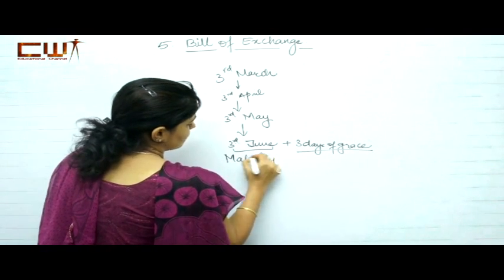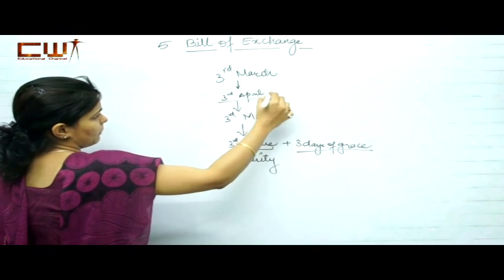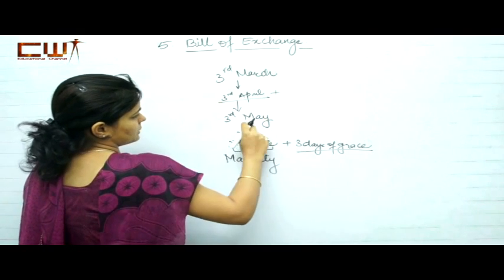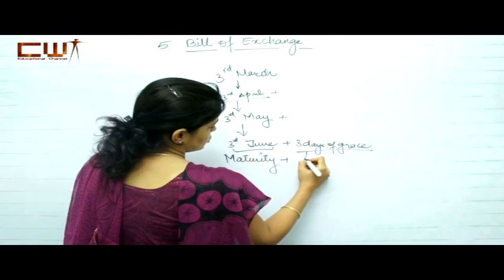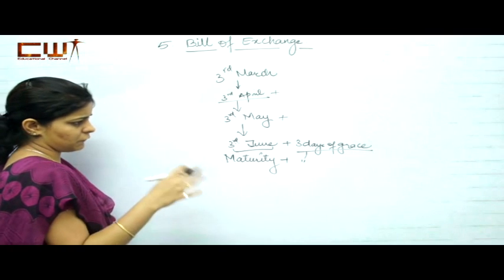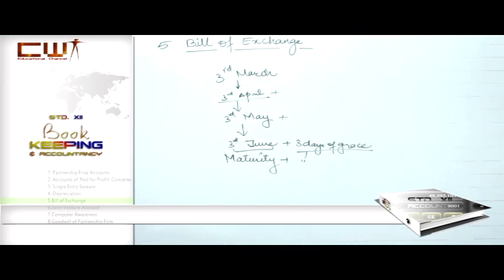If they say 1 month, you take 1 month, that is till 3rd April, plus 3 days of grace. 2 months, 3rd May, 3 days of grace. 3 months maturity, plus you have 3 extra days of grace, 4th, 5th, 6th, 7th. 7th is the 3rd day.